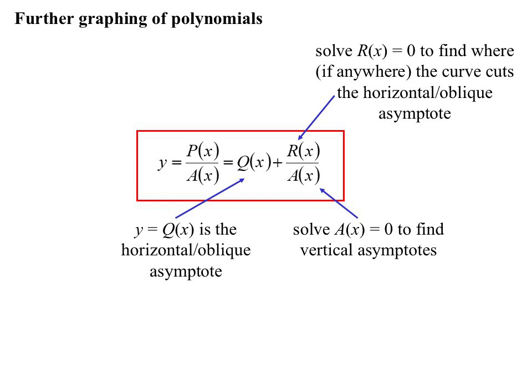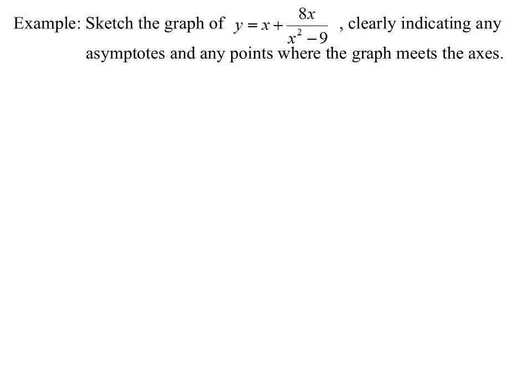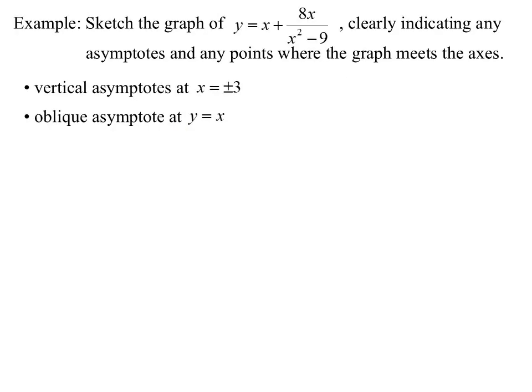And if it's possible for the top of that fraction to be 0, then yes, it would cut it at that particular point. So if I had to sketch this sort of thing, I've already done the division. y equals x plus 8x on x squared minus 9 we want to draw. Now we know we've got vertical asymptotes. That's the bottom of the fraction. That's going to be at plus or minus 3. Draw those in. We've got an oblique asymptote at y equals x.